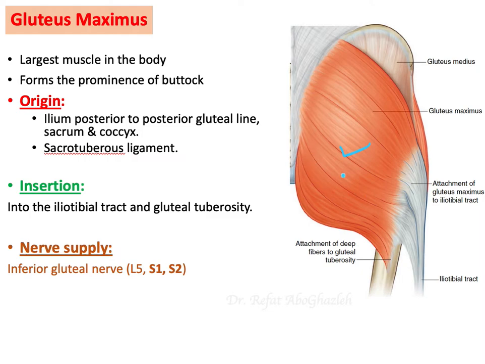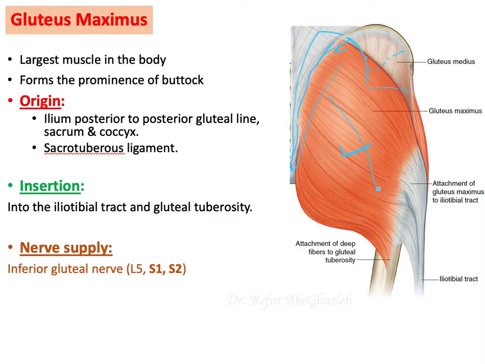Really, it's a huge muscle, a good site for IM intramuscular injection, and it forms the prominence of the buttock. The origin of this muscle is pretty easy. I think you remember from the gluteal surface of the bone that we have 3 lines: the anterior gluteal line, the inferior one, and the posterior one. So the Gluteus Maximus originates from the ilium, just posterior to the posterior gluteal line, and also from the sacrum and coccyx, plus, if you remember, the sacrotuberous ligament. So this is the origin of the Gluteus Maximus.